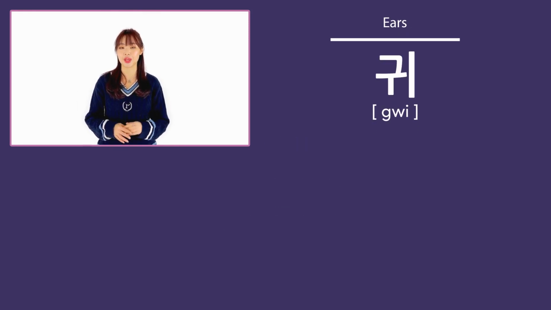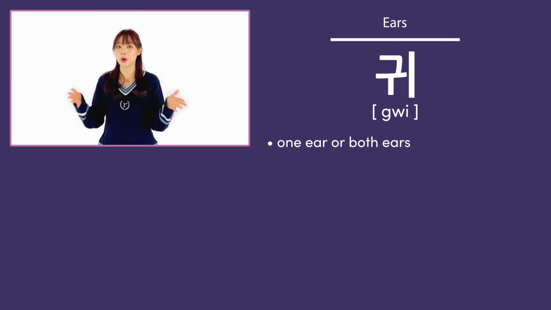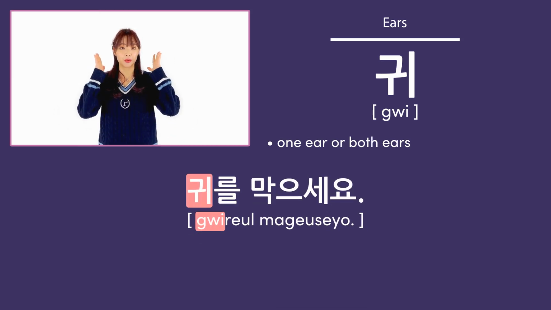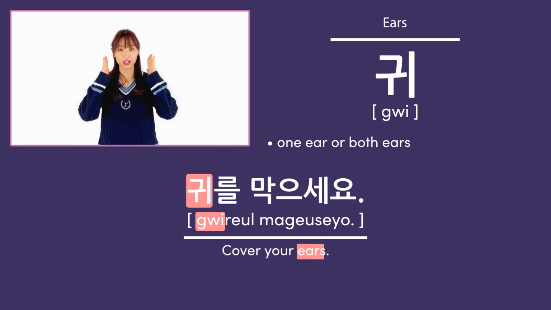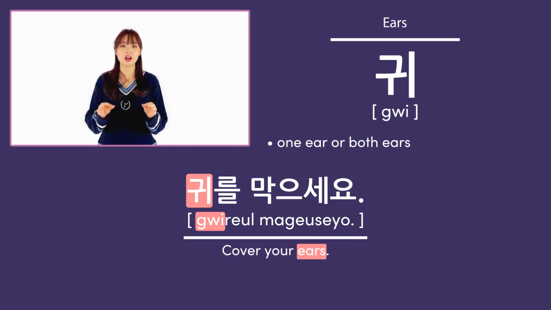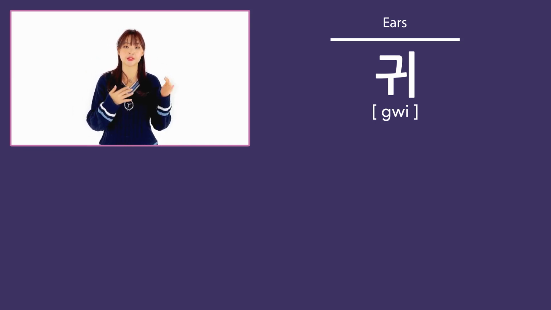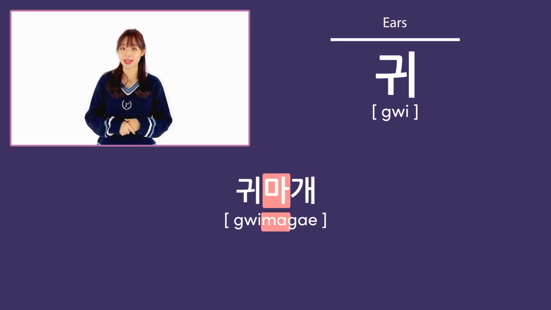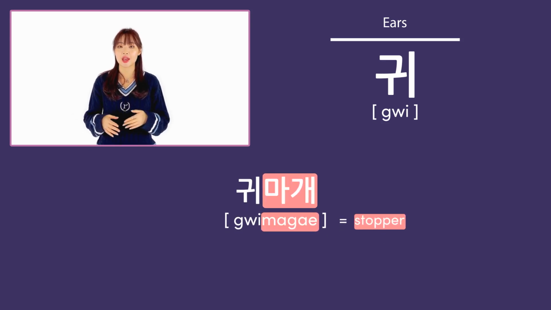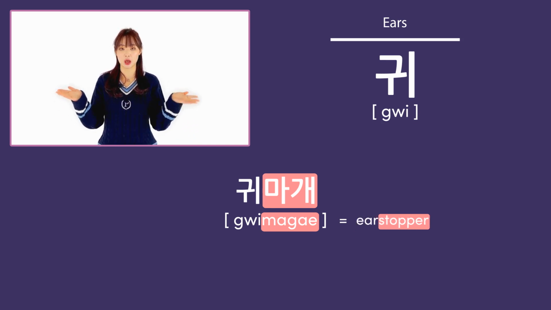Ears. 귀. 귀 can mean one ear or both ears. For example, 귀를 막으세요. This means cover your ears. A common word that contains 귀 is 귀마개. 마개 means stopper. If you put 귀 and 마개 together, you get ear stopper. This is the word for earplug.